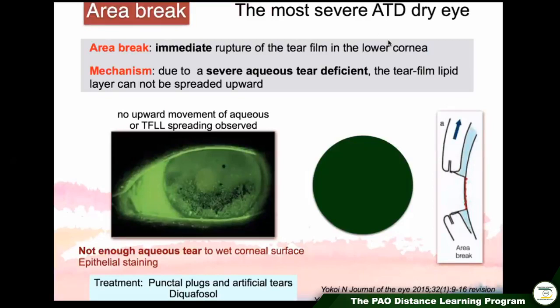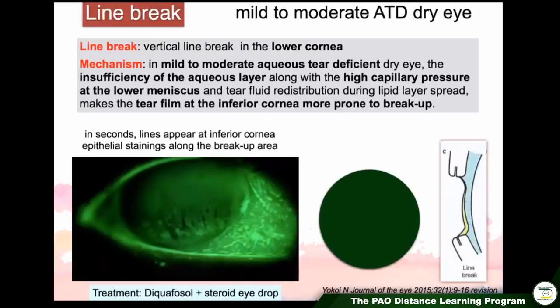Your rheumatoid arthritis patients with zero Schirmer, Stevens-Johnson patients, those will have this kind of disease, this kind of pattern. This will be your regular dry eye patient. Now with low aqueous production, they will give you this line break.